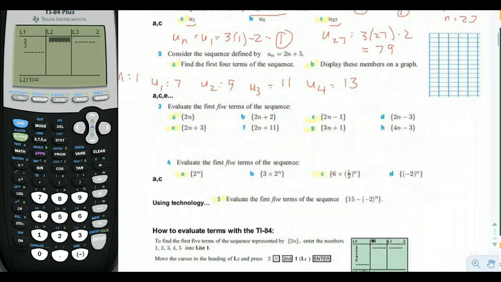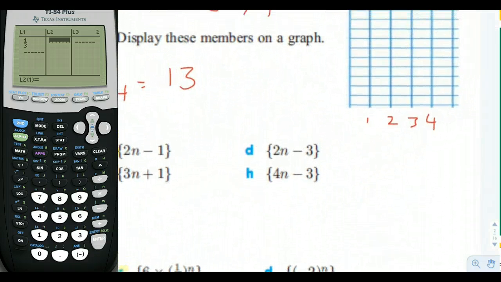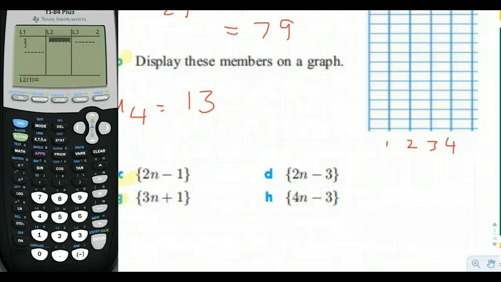It says display these numbers on a graph. Well, let's say if this is 1, 2, 3, 4, then we're putting the values 7, 9, 11 on the vertical axis. So n equals 1 would be 7, n equals 2 would be 9, n equals 3 would be 11, and so on. So that's how you would graph that.